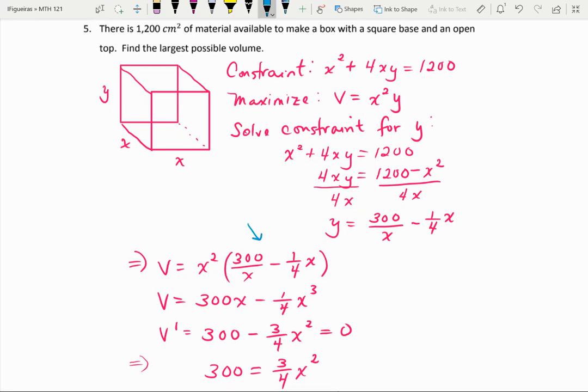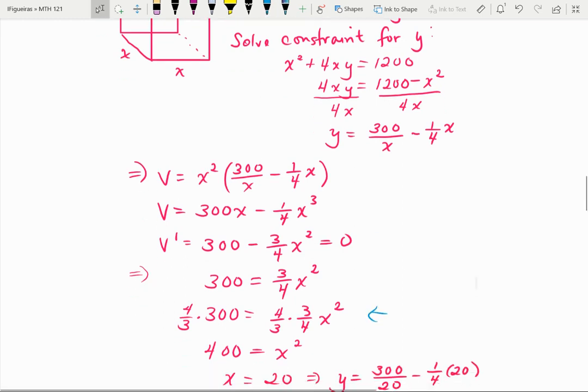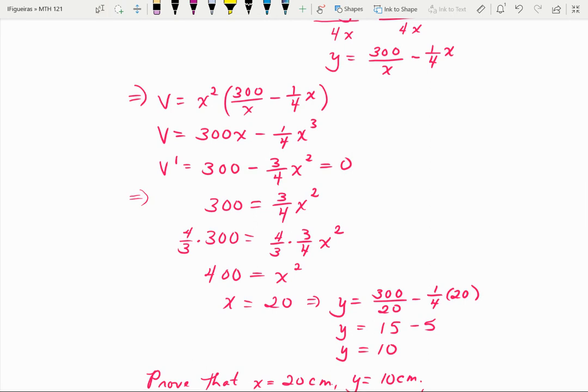So I get x squared times (300 over x minus 1/4 x). So simplifying gives you 300x minus 1/4 x cubed. We take the derivative and set it equal to 0. So we get 300 minus 3/4 x squared equals 0. Add 3/4 x squared to both sides. Multiply by 4/3 to get rid of the fraction. And so you get x squared equals 400.